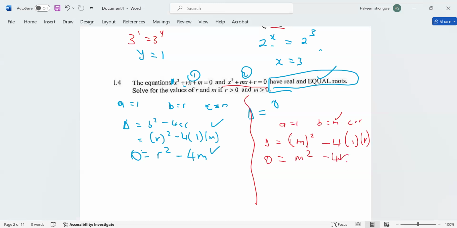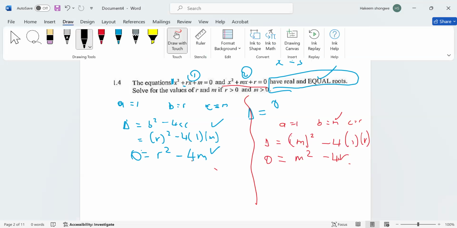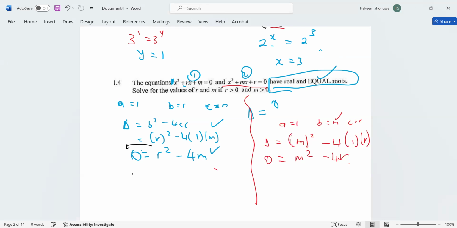So this is the situation that we have, guys. We have 2 equations and two variables. So we can decide to make r the subject or m the subject. Let's make m the subject on the blue one. We're going to have 4m equal to r squared. Dividing by 4, m is going to be equal to r squared all over 4.